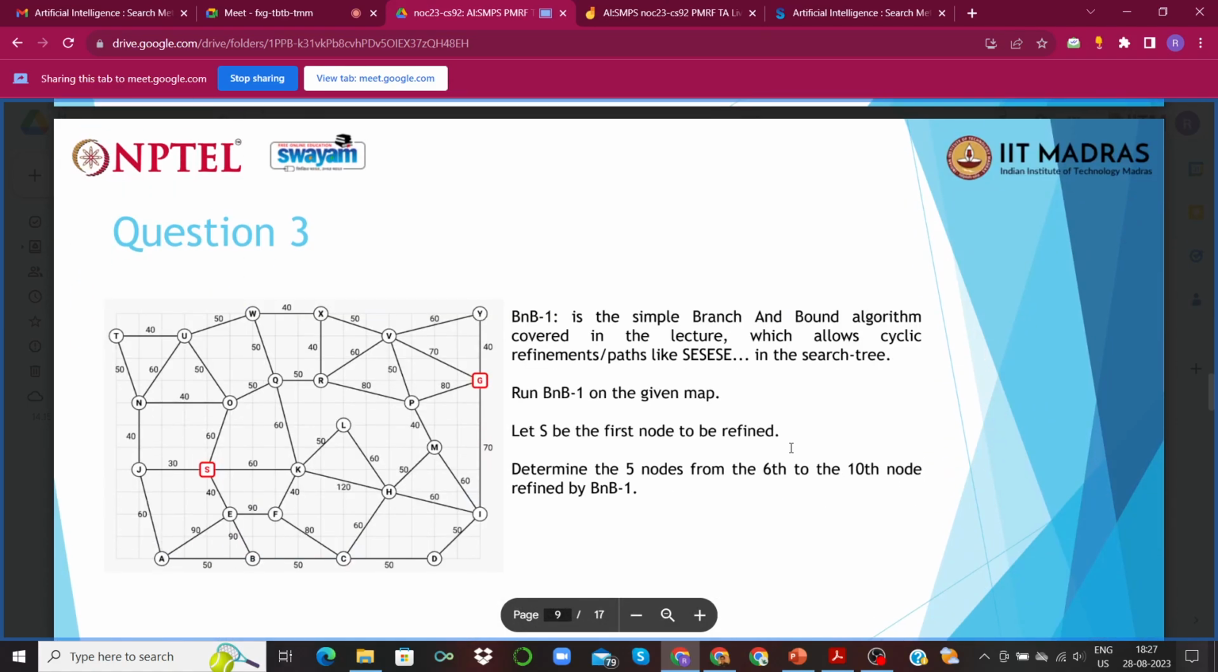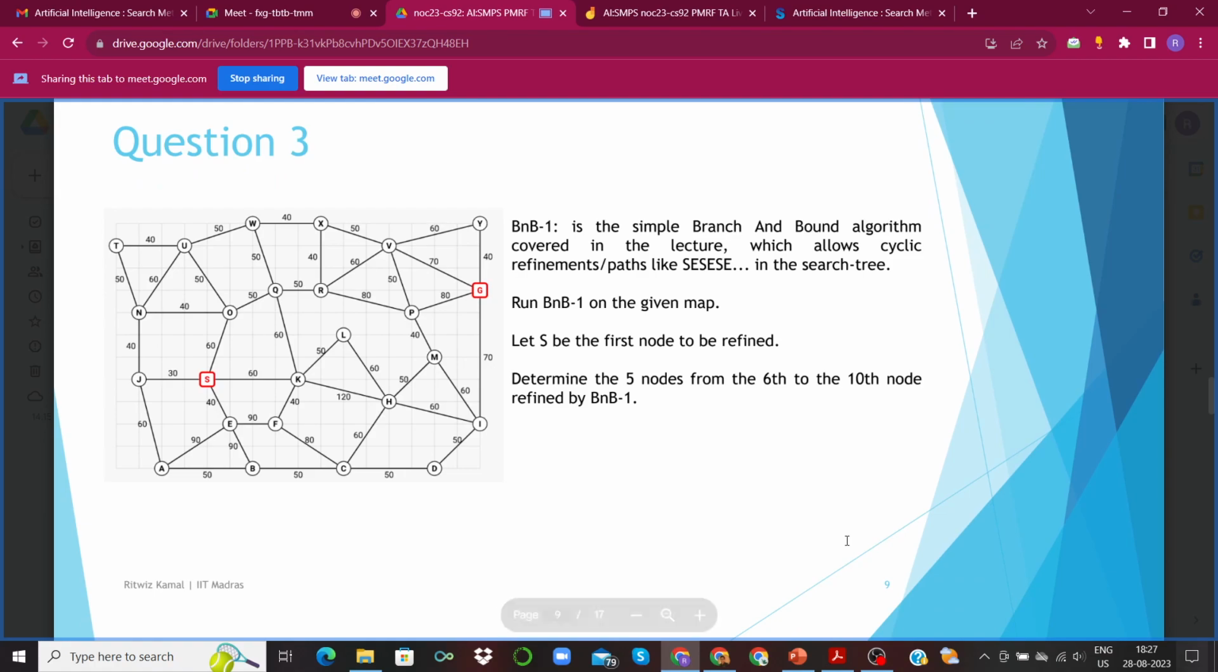With that out of the way, the question over here is that we will use a variation of the branch and bound method, which is the simple branch and bound algorithm covered in the video lectures, and this particular method allows for cyclic refinements. Refinement is basically exploration of a particular node. If you say that we are refining node S, we mean that we are exploring the node S and looking at what are the possible options we could move ahead from this particular node. That is basically called refinement.